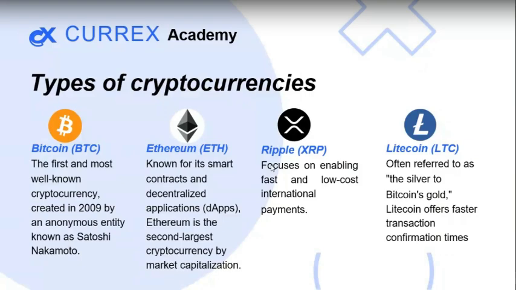We have Ripple. Ripple focuses on enabling fast and low-cost international payments. Also, we have Litecoin. It is often referred to as the silver to Bitcoin's gold. Litecoin offers faster transaction confirmation times. So you see, most people create an asset because a crypto asset is lacking something, and they feel they can, with their own technological advancement, build something faster than the previous one.